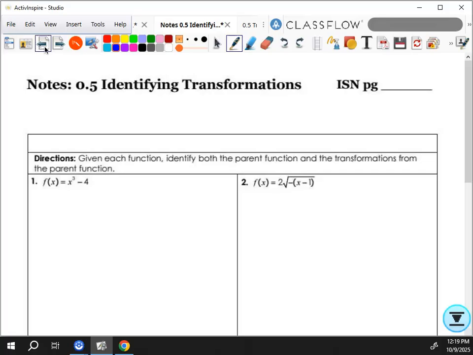If a transformation affects x, it happens to x before whatever the function type is. For instance, this is a cubic function, right? Nothing happens to x before it gets cubed. So that -4 affects y. Here, this is a square root function. Everything happens before you take the square root. Now that doesn't mean first, like left to right. That means if I substituted in something for x and actually evaluated this, I would do the subtraction, change the sign, then take the square root, and after that I'd multiply it by 2, right?